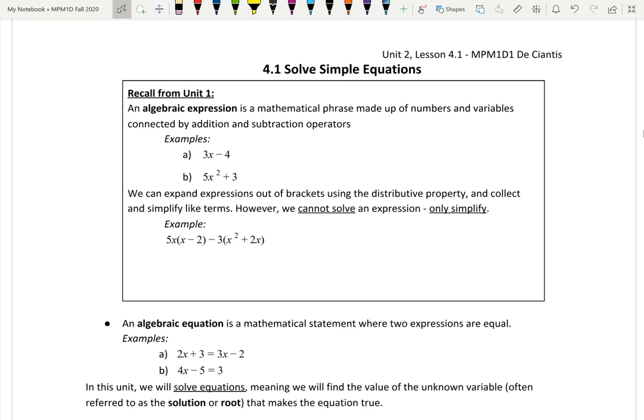Chapter 4.1, Solve Simple Equations. This is the first lesson of the second unit, which is a continuation of the first unit. So let's just recall what we learned in Unit 1.